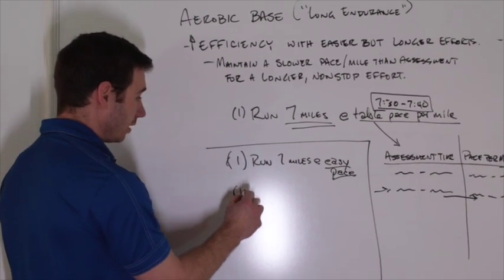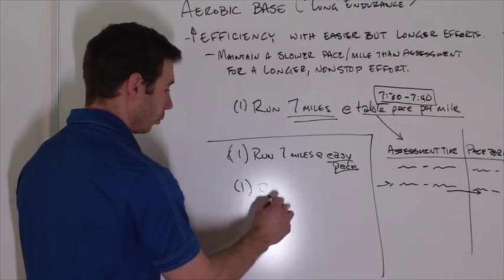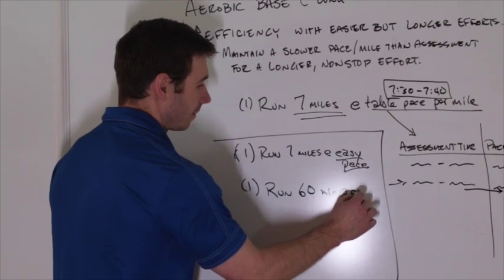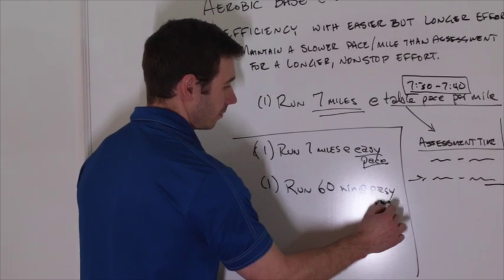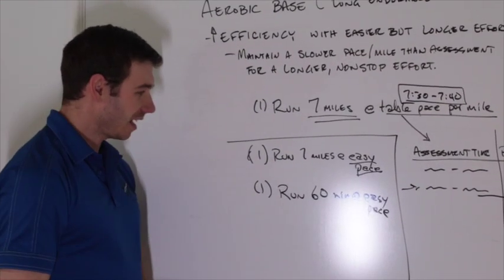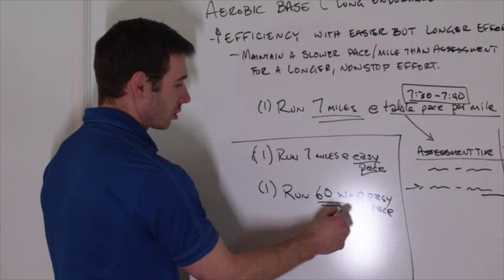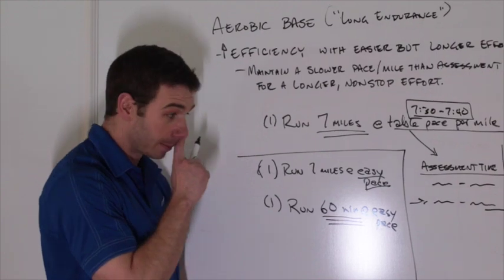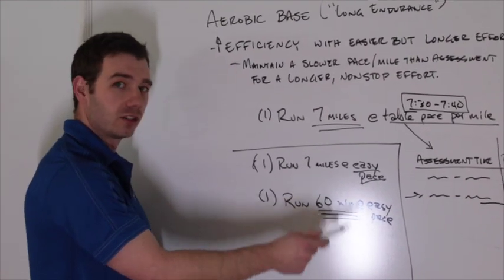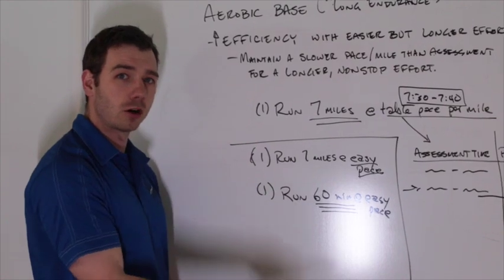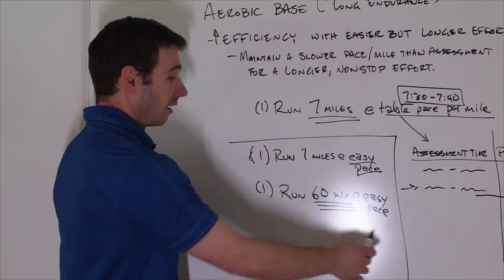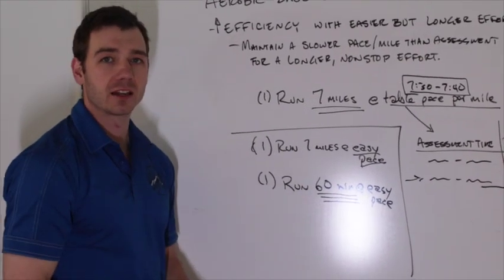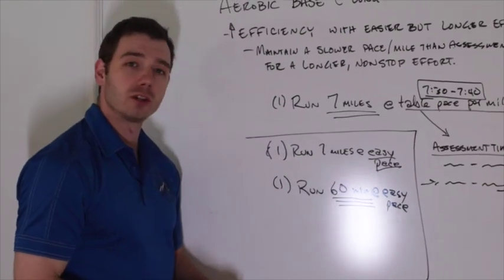A final way that we could do this is simply give you a time. For example, we could say run 60 minutes at an easy pace. The idea is the same, but now we're not so concerned about the distance that you're covering, but rather the length of time. And then we could progress that time, 60 to 70 to 80 to 90 minutes and so on. The longer you're at this intensity, the more of the adaptation that you're going to end up getting on the back end. So this is the second way that we're going to do endurance training.